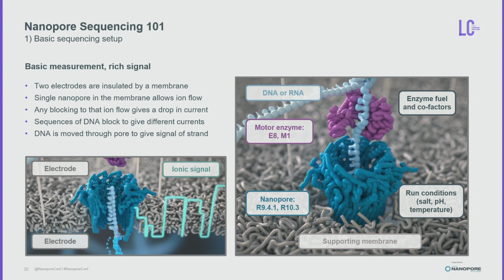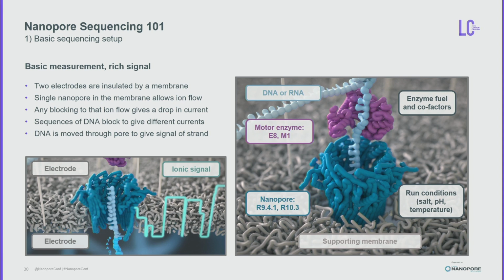And then we engineer the nanopore so that different sequences in that pore give us different currents. And that means that when we move the DNA through the nanopore, we get a current trace, and that trace we affectionately call a squiggle, and we decode the squiggle to give us our base call.